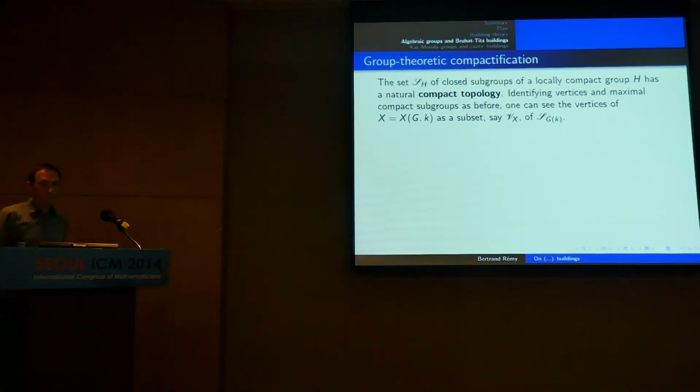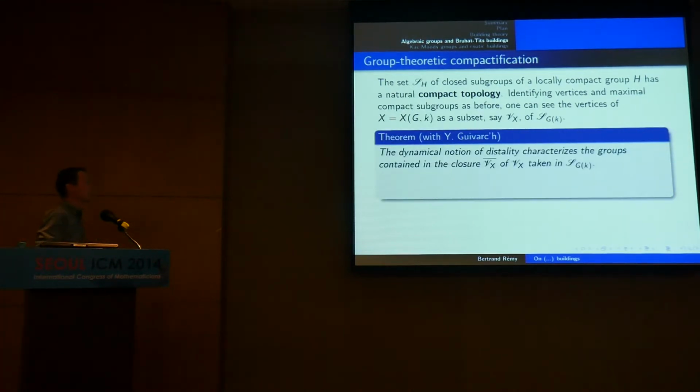So the question is, what do I do? I want to compactify buildings. There is a naive idea, which consists in closing the set of maximal compact subgroups in the set of closed subgroups. It's a naive idea, but it works. It gives at least a compactification of the set of vertices. The question is, can I intrinsically characterize the groups I obtain when I close the set of maximal compact subgroups? I get a set of closed subgroups which is bigger than the set of maximal compact subgroups. And is there a common characterization of the maximal compact subgroups and, so to speak, their degenerations at infinity? And the answer is yes.